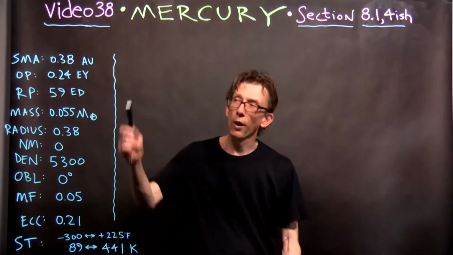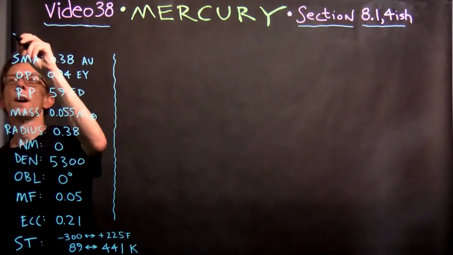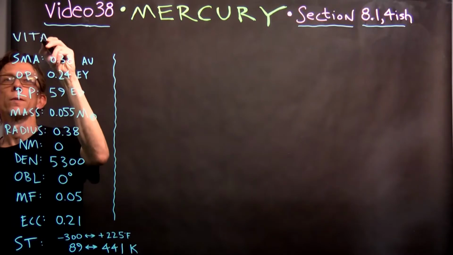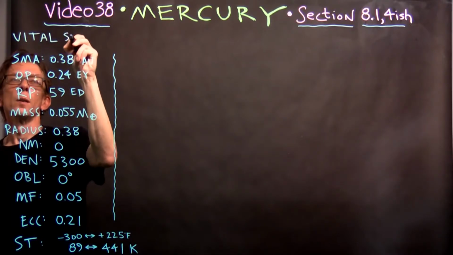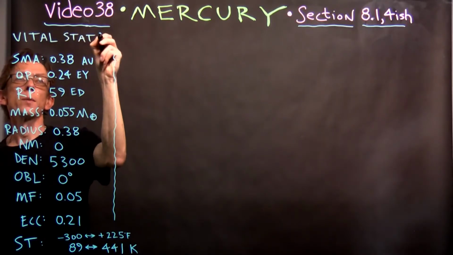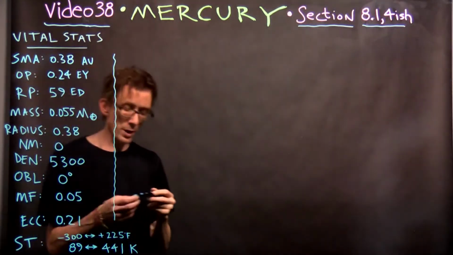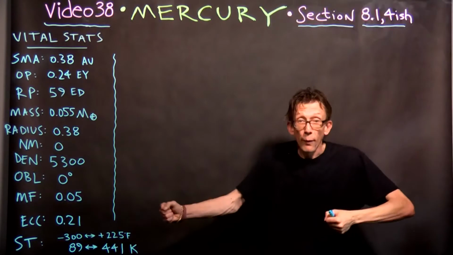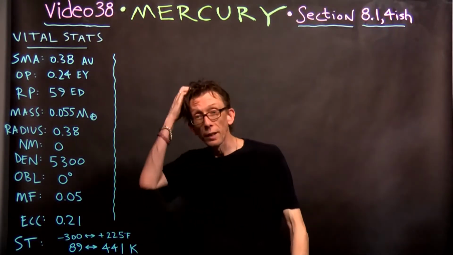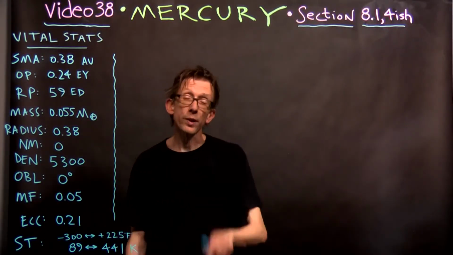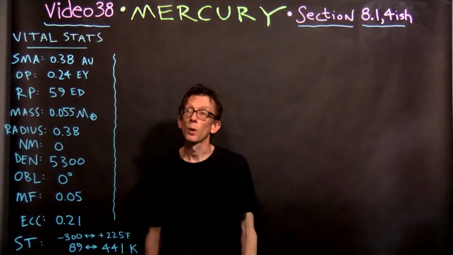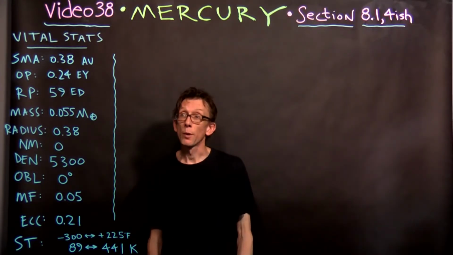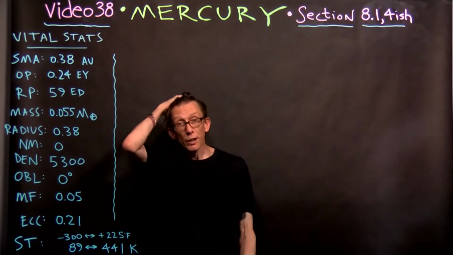All right, so here are the vital stats for our friend Mercury. So named after the messenger of the gods, like the little flower dude with the wings on his feet, because Mercury orbits the sun so quickly. Not all these numbers are particularly interesting.